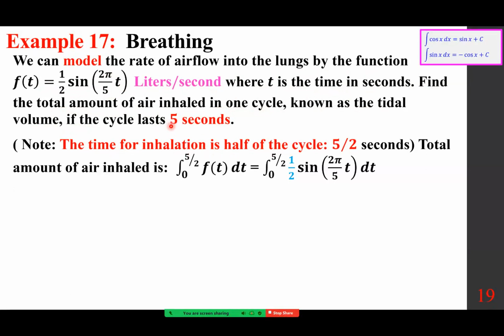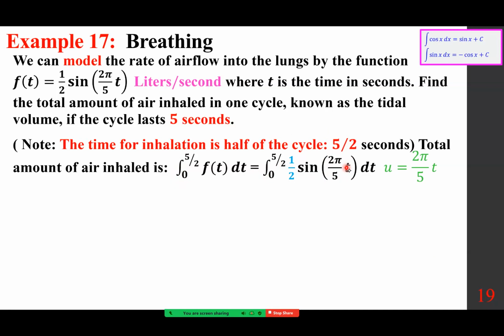So if it's 10, it becomes 5. If it's 20, it becomes 10. If it's 5, it becomes 5 halves seconds. The total amount of air inhalation, therefore, is the integral of this from 0 to 5 halves. So this is the formula we plug in. All right, so if we want to integrate this, we're going to use this one to be the choice of u.